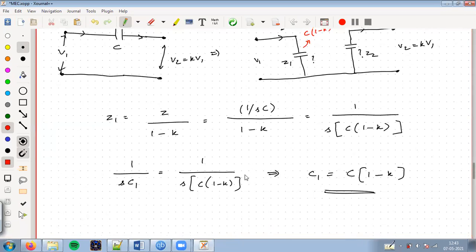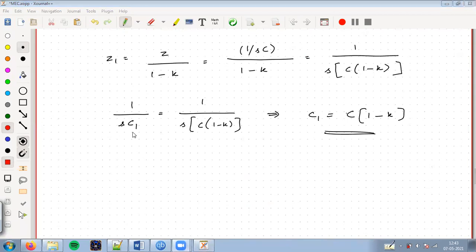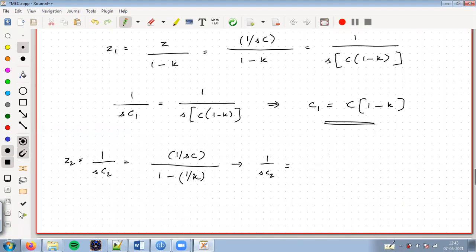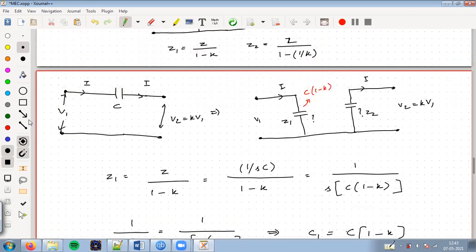Similarly we'll find out for Z2 also. I know Z2 as 1 by SC2. It is 1 by SC, which is Z divided by 1 minus 1 by K. So from this I can write 1 by SC2 as 1 by SC into 1 minus 1 by K. Therefore C2 here is C into 1 minus 1 by K. So this is what C2 is.